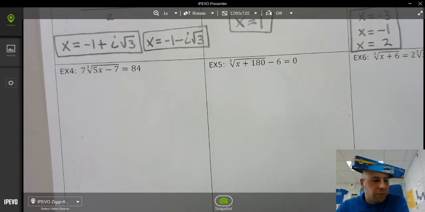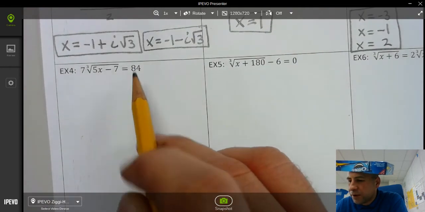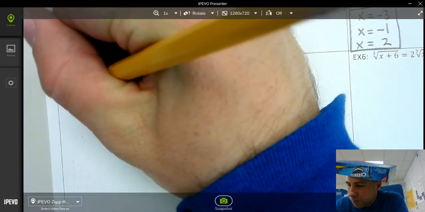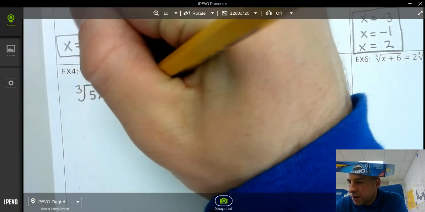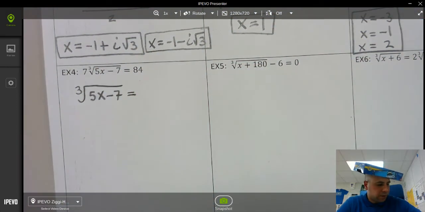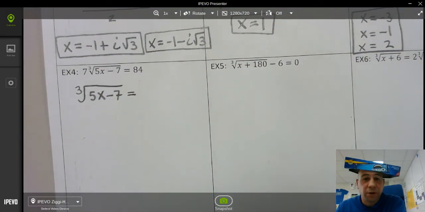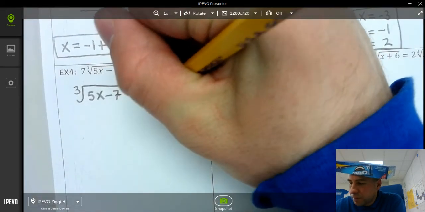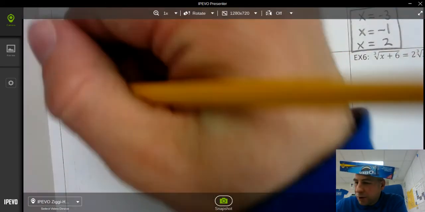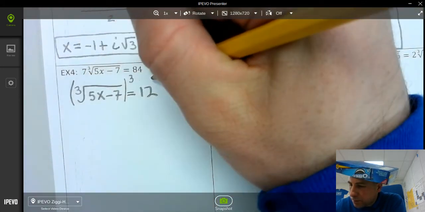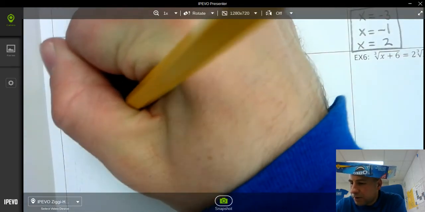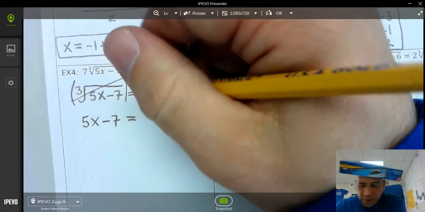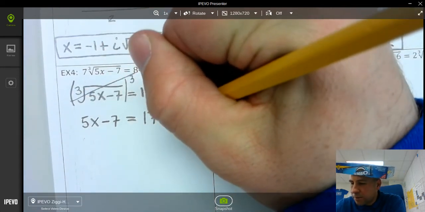All right. So using the steps, it says isolate the cube root. So in this case, to isolate the cube root, we're going to divide both sides by 7. So you get the cube root of 5x minus 7 equals, so 84 divided by 7 is 12. Okay. Now we're going to raise both sides to the power of 3. That becomes the power of 1, so you get 5x minus 7 equals 12 cubed, which is 1,728.